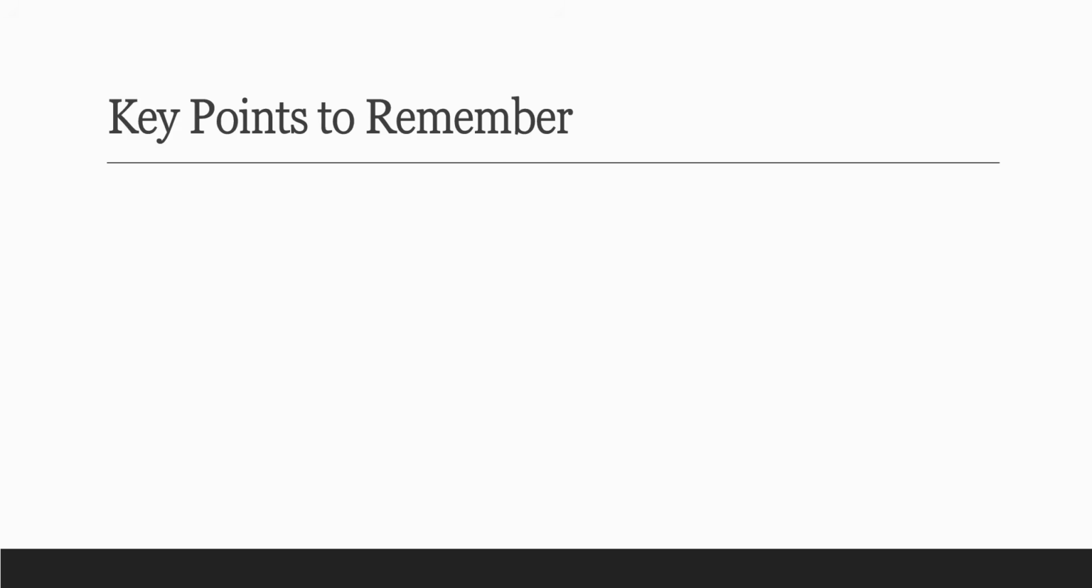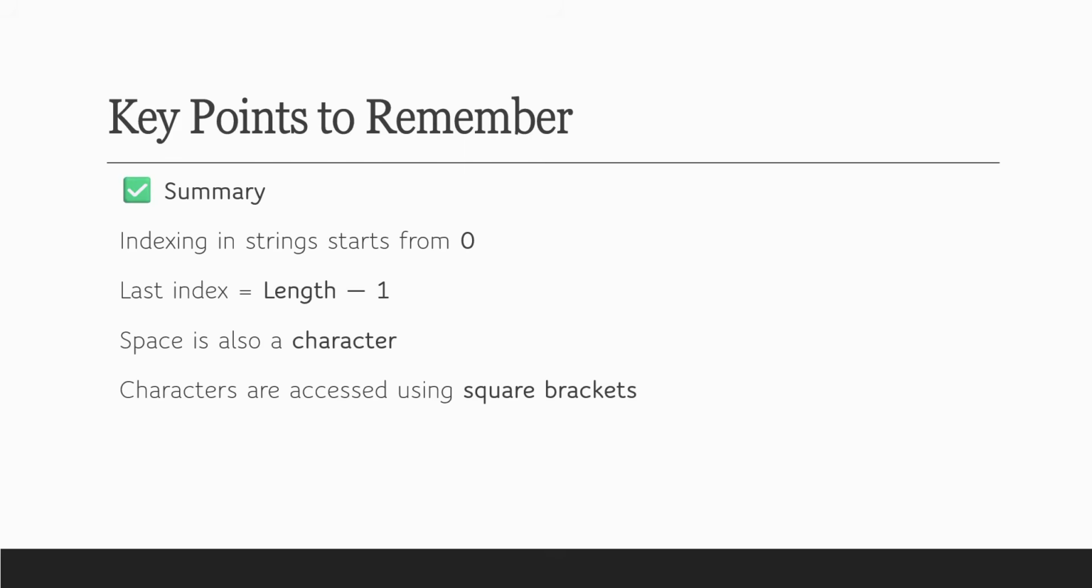Key points to remember. Let us quickly revise. Indexing in Python starts from 0. The last index is always 1 less than the length of the string. Spaces are also characters. And characters are accessed using square brackets. These points are very important for exams.